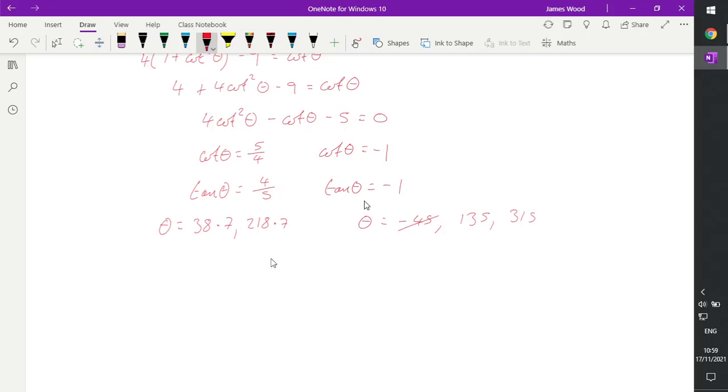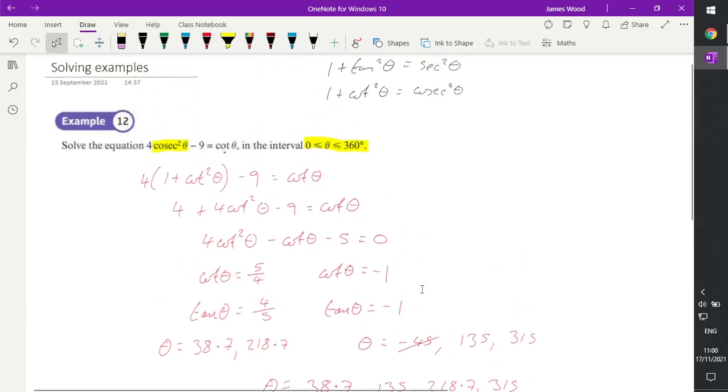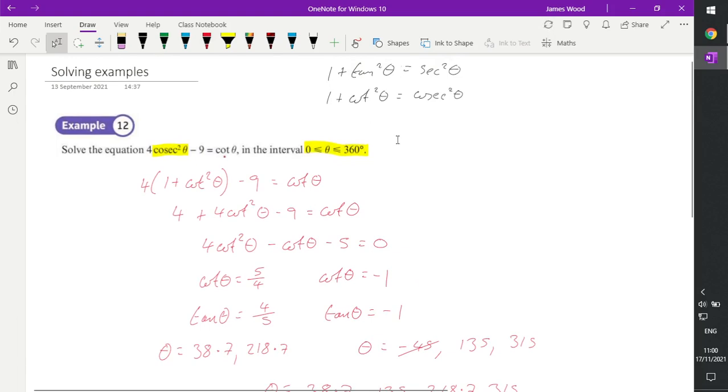Okay. So my answers, I'm just going to write them in order: 38.7, 135, 218.7, and 315. Those would be my solutions there. Okay. Now, all of the solving questions are basically some arrangement of that. So using one of these two identities to write your equation in terms of just one function.